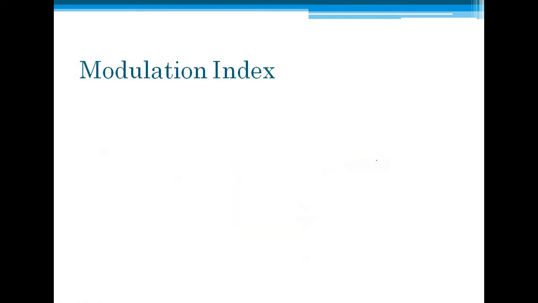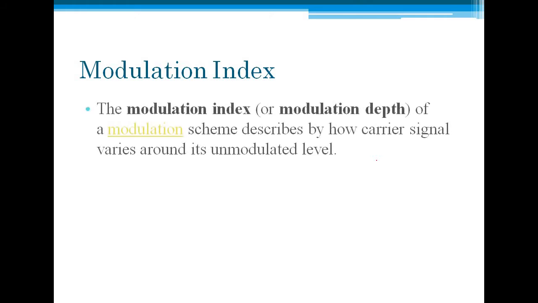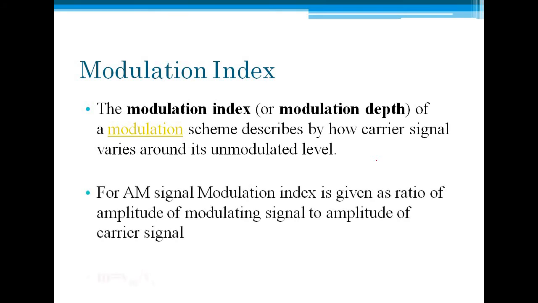Now, one of the important concepts of double sideband full carrier or any modulating technique is the modulation index. So what does modulation index mean? The modulation index or modulation depth of a modulation scheme describes how the carrier signal varies around its unmodulated level. It is given by the formula Vm by Vc, where Vm is the amplitude of a modulating signal and Vc is the amplitude of a carrier. So it defines how the carrier signal varies around its unmodulated level.